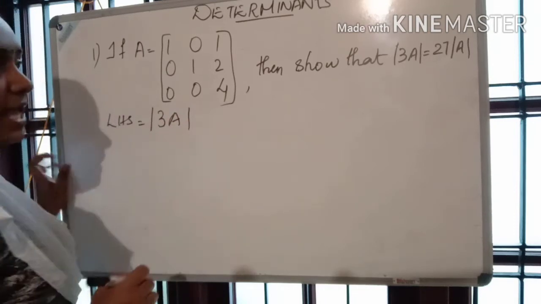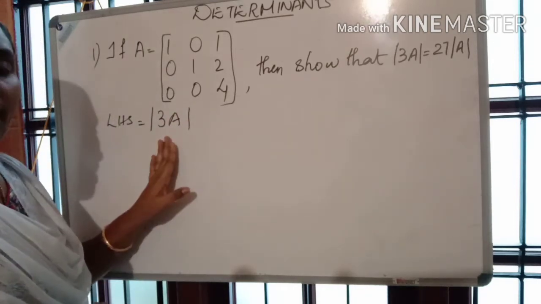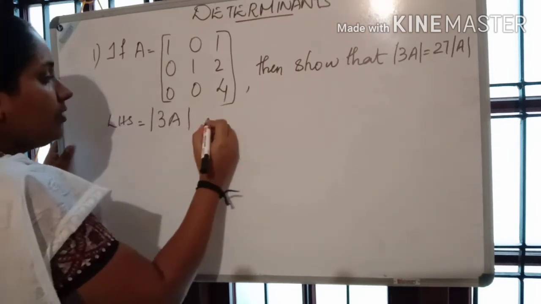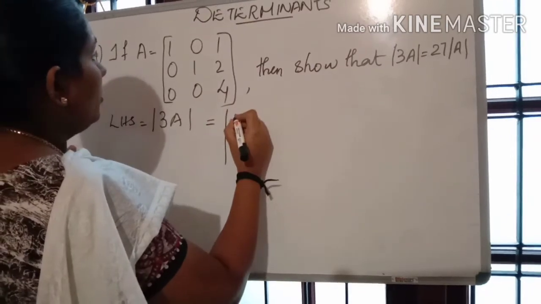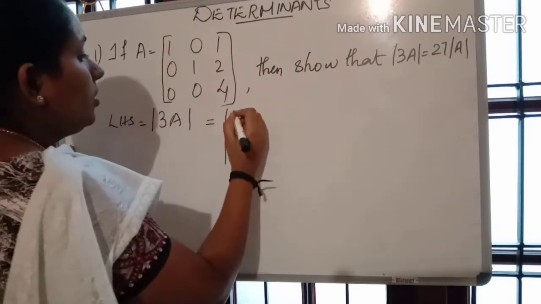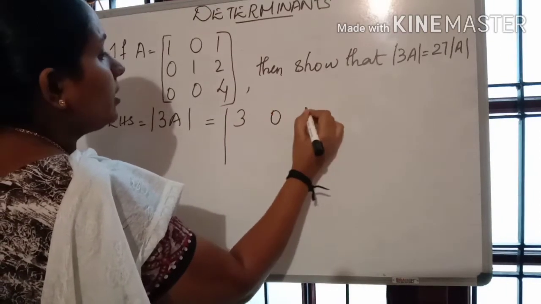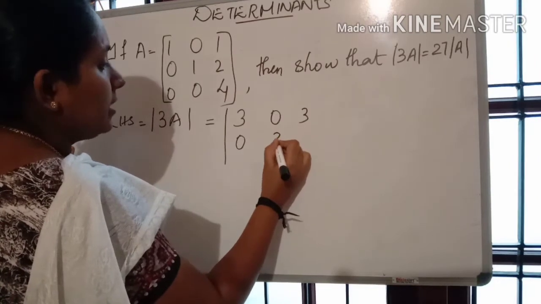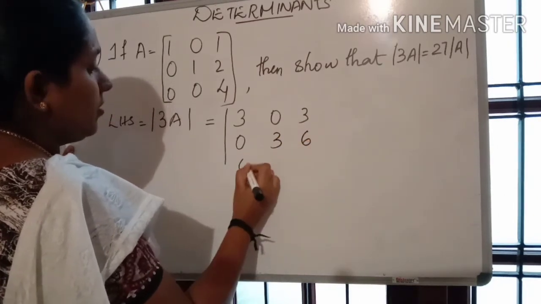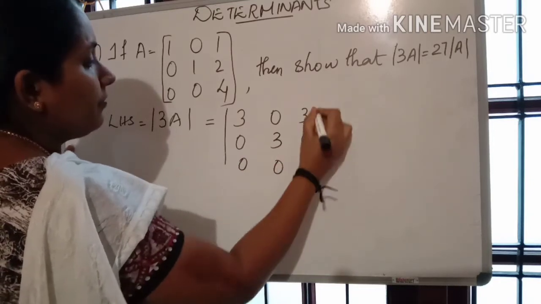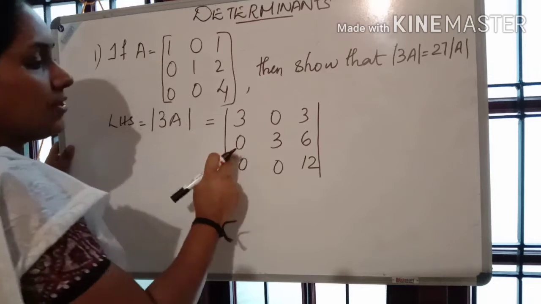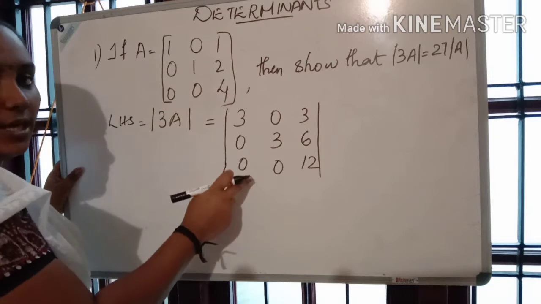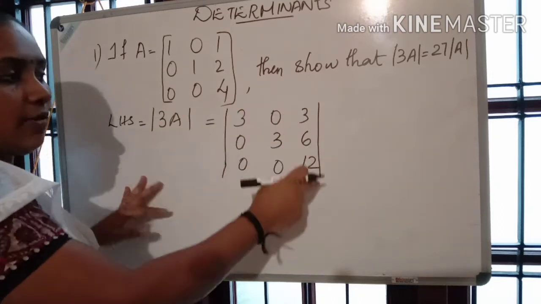3A. First of all, we can find out 3A, that is 3 into the matrix A. Here it will be equal to 3 into 1, that is 3, 3 into 0, 0, 3 into 1, 3, 0 into 3, 0, 1 into 3, 3, 2 into 3, 6, 0, 0, and 4 into 3, 12. This is 3A, 3 into this matrix A. Matrix A is here and we have to find the determinant of this 3A.